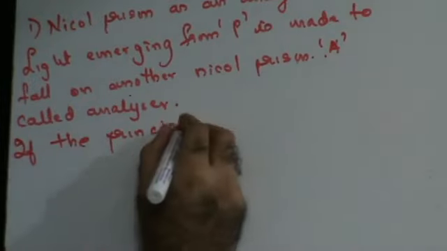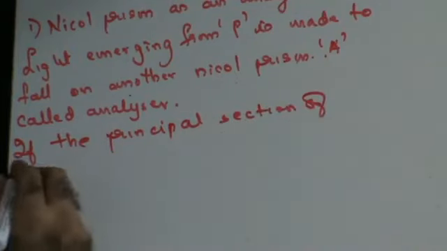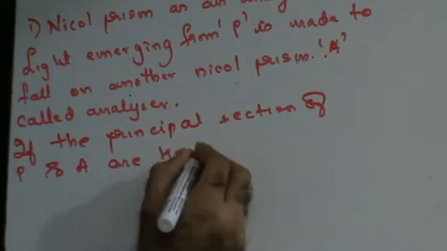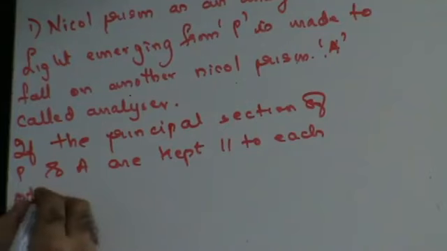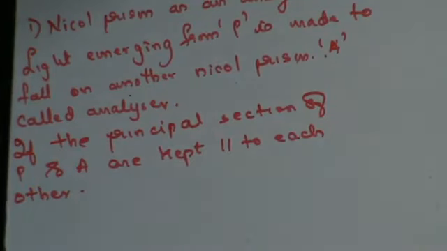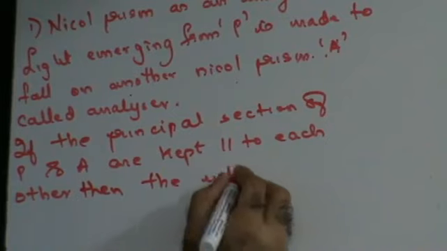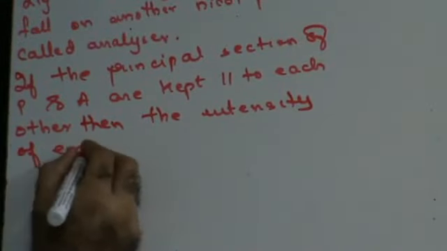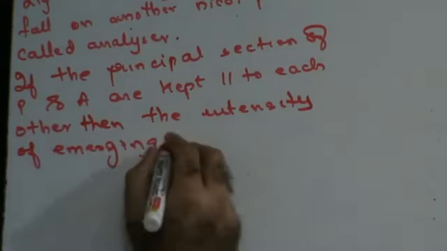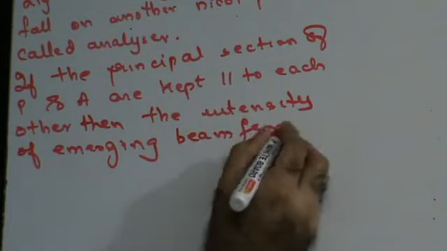If the principal section of the polarizer and analyzer are kept parallel to each other, then the intensity of the light beam emerging from the analyzer is maximum.